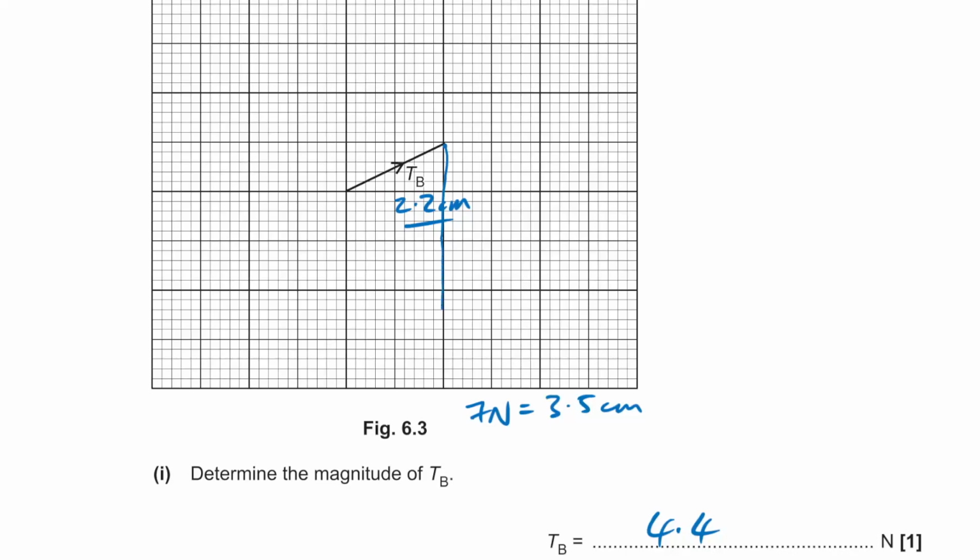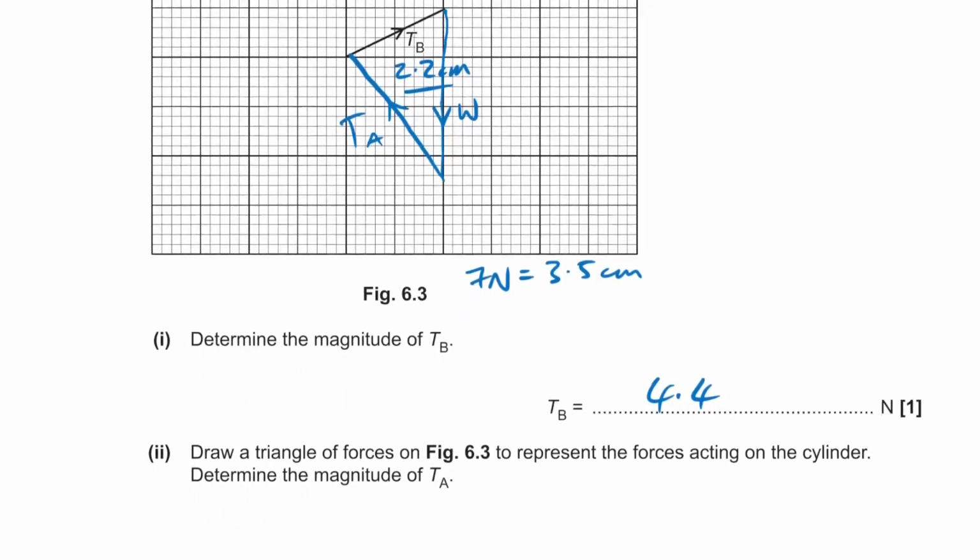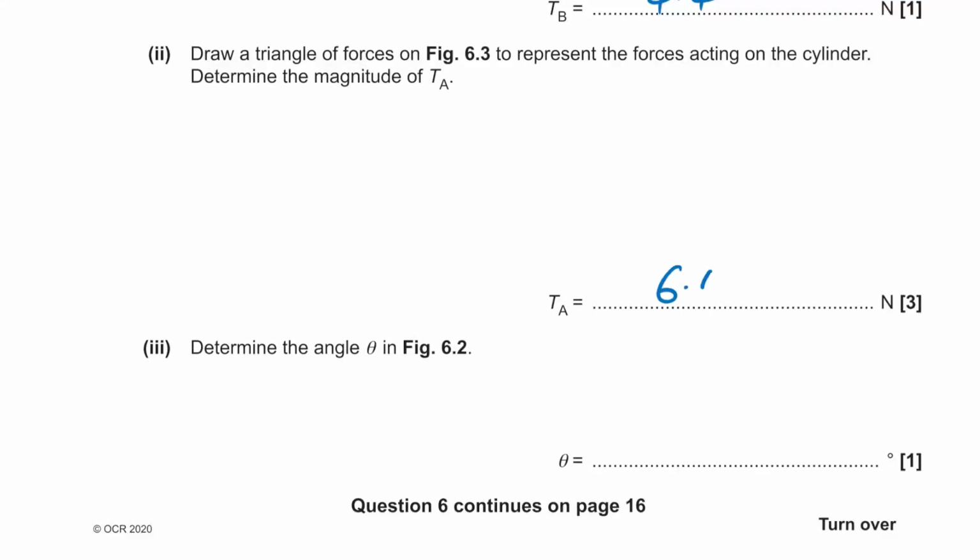2, 3, down to there. That's our weight pulling downwards, and so therefore our third force, keeping it in equilibrium, is going to be our TA there. You should end up with something like 3.2 centimeters. So ultimately you're going to end up with, say, 6.4 newtons. Okay, determine the angle theta. I mean, you can use a protractor. I would, seeing that's a scale drawing, you end up with 39 degrees.